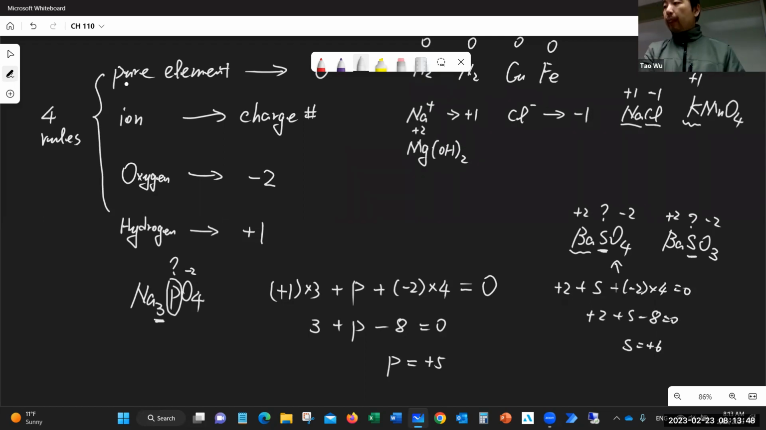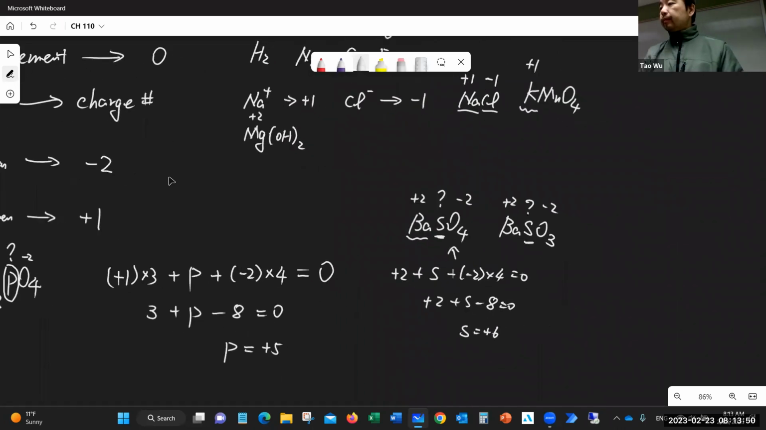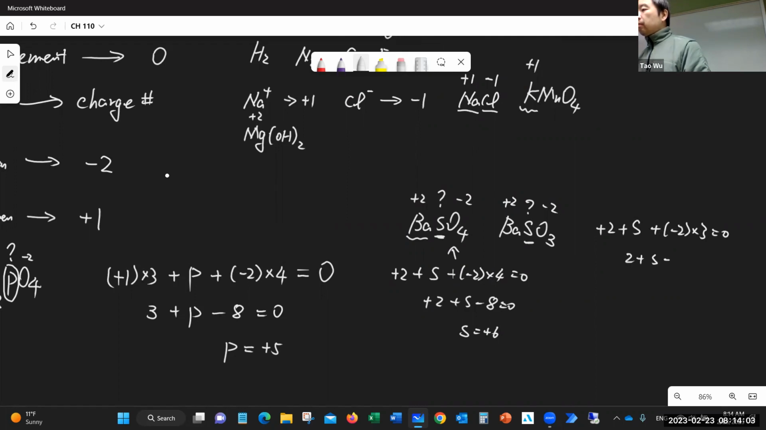Second one, for this one, that's +2 plus sulfur plus -2 times 3 equal to 0. Then you see 2 plus sulfur minus 6 equal to 0. So this sulfur is +4. So the oxidation number of this sulfur is +4.